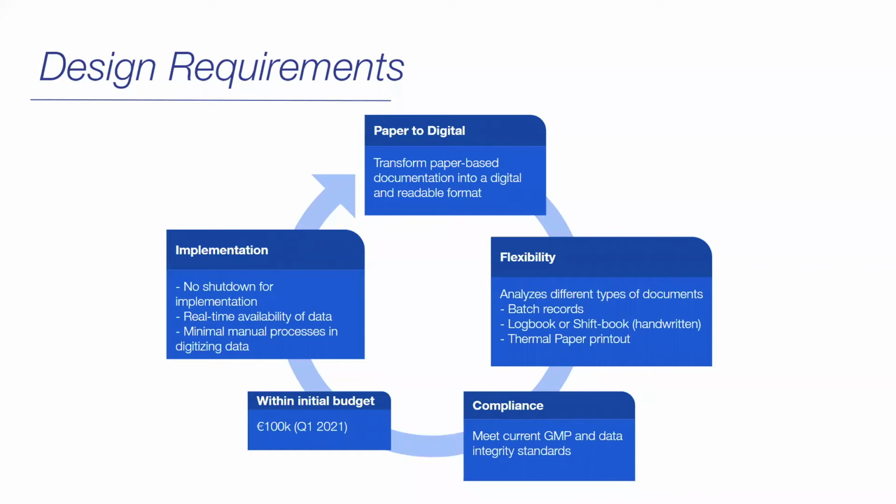Thank you, Chloe. Going off of the problem statement, we identified 5 main design requirements for the project. In first place, the solution has to be able to transform paper-based documents into a readable format. It also has to be flexible enough to process different types of documents like batch records, handwritten logbooks, and thermal paper printouts. In addition, it has to be compliant with current GMP and data integrity standards, and it has to be within the initial budget of 100,000 euros for Q1 2021.